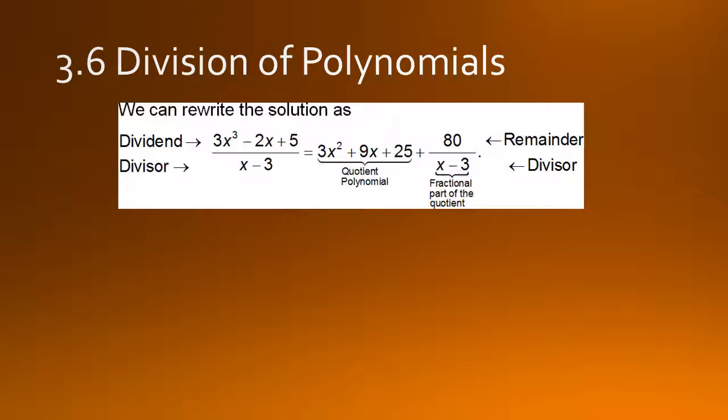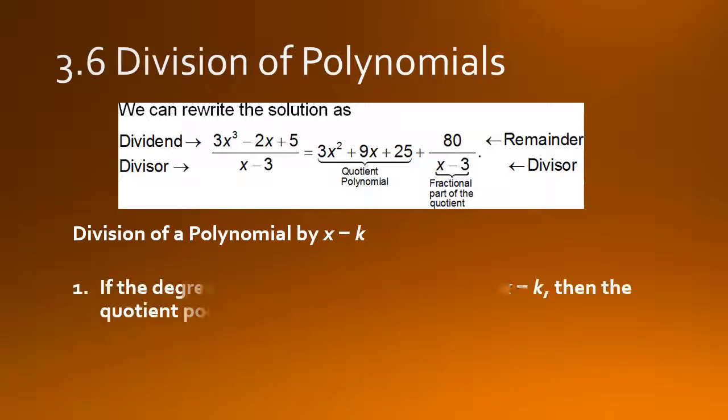We can also write the solution this way. 3x to the third minus 2x plus 5 over x minus 3, because remember a fraction is a division problem, equals, here's our answer, 3x squared plus 9x plus 25 plus remainder 80 over divisor x minus 3.